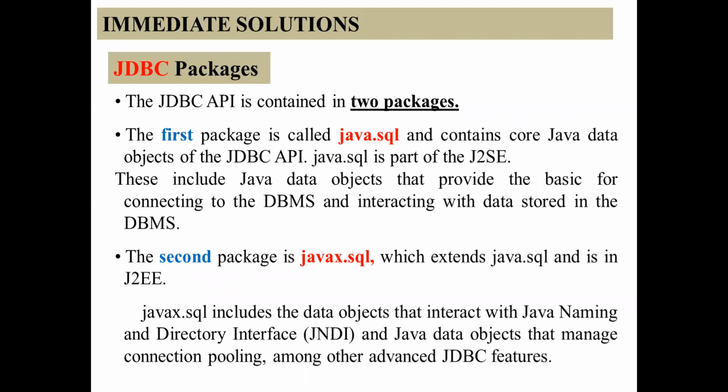The second one is javax.sql, which is an extension of java.sql. It is a part of J2EE, and this type of object interacts with the Java Naming and Directory Interface. So it interacts directly with JNDI.